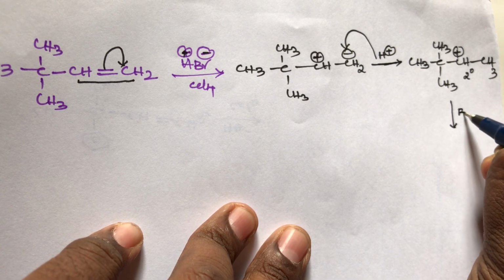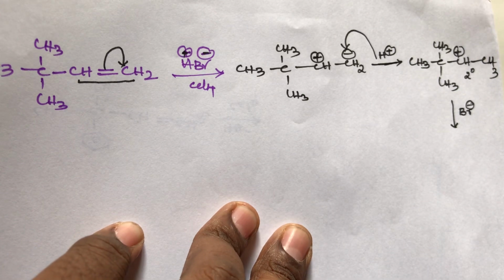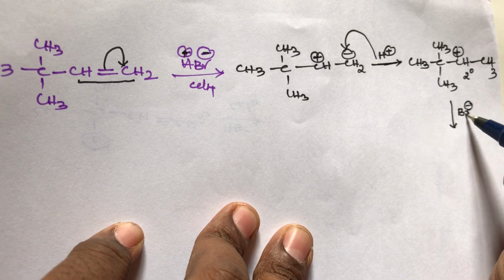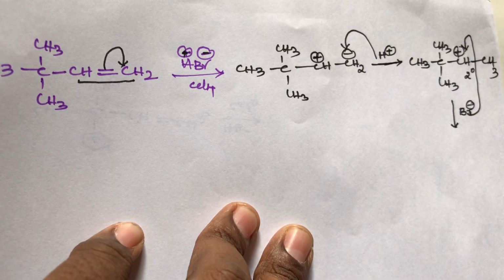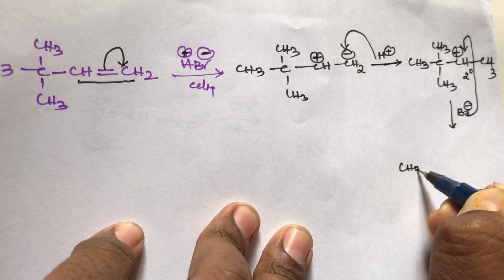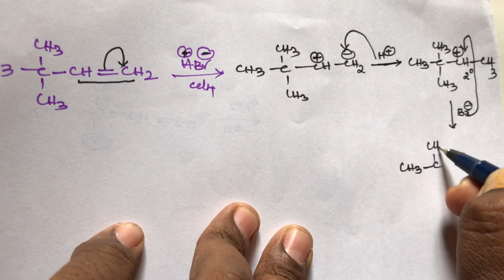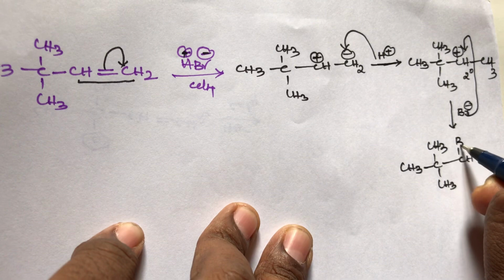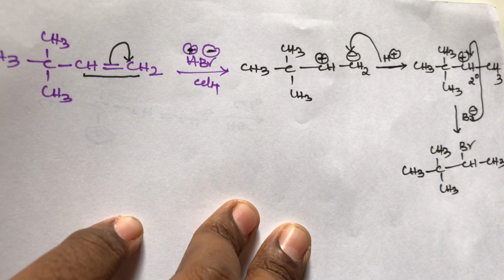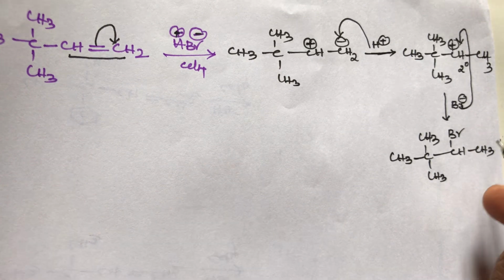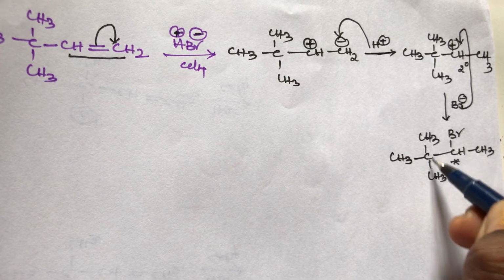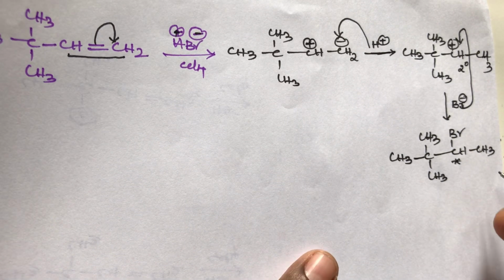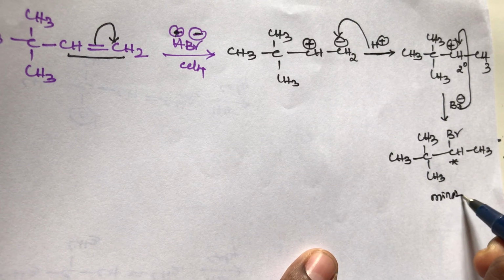nucleophile attack. The nucleophile, this Br minus, will attack the positive species side. So the product we can write is CH3, CH3, CH3, CH, Br, then CH3. This is the final answer, student. This is 2-bromo-3,3-dimethylbutane. Student, this is the minor product. This is not major, this is the minor product.